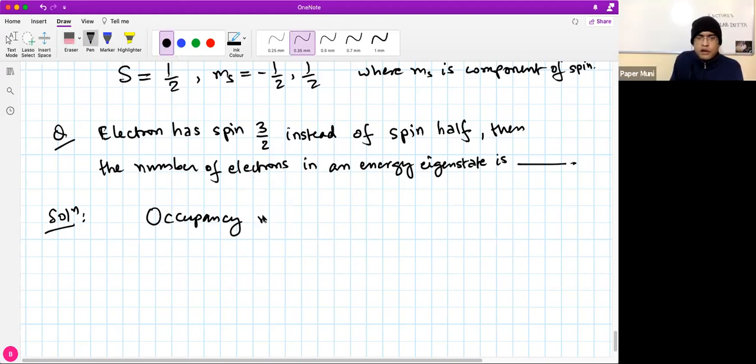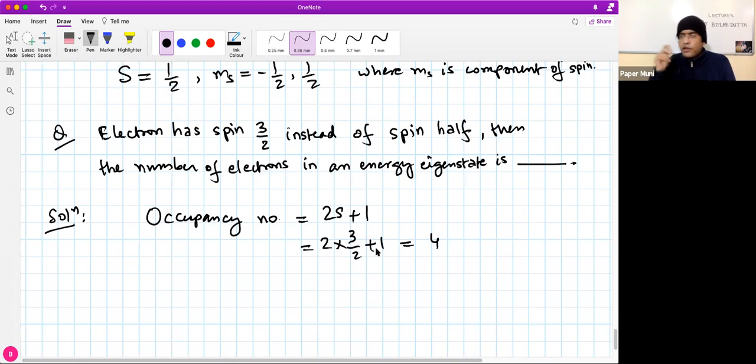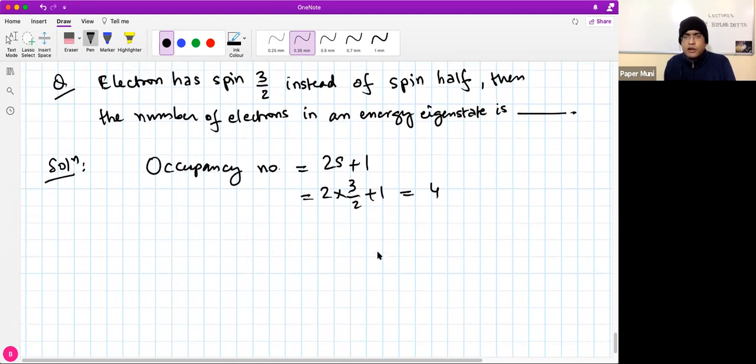All right, so you have occupancy number. Now this is 2s plus 1. So this will give you 2 into 3/2 plus 1. This is 4. So if electron has a spin 3/2, then it would have been possible to accommodate 4 electrons in a given energy state. All right, now let's solve a problem, again an example problem.